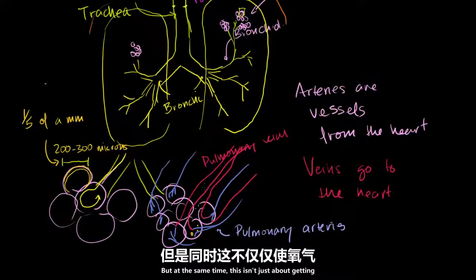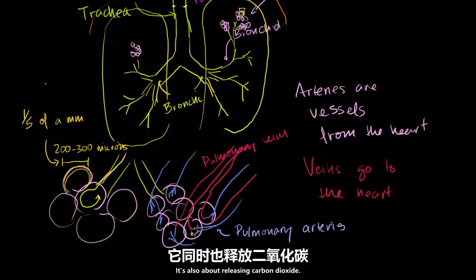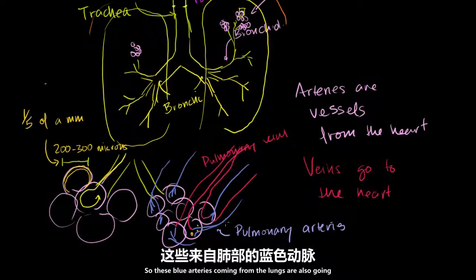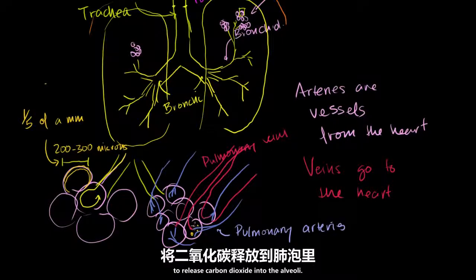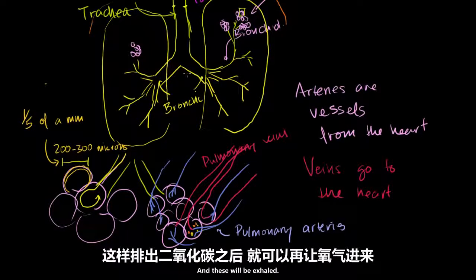But at the same time, this isn't just about getting oxygen into our arteries or onto the hemoglobin. It's also about releasing carbon dioxide. So these blue arteries coming from the lungs are also going to release carbon dioxide into the alveoli. And these will be exhaled. So we have oxygen coming in.